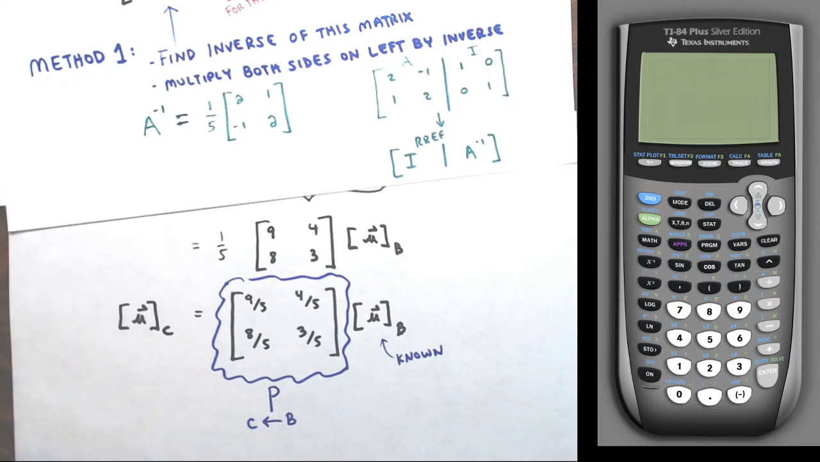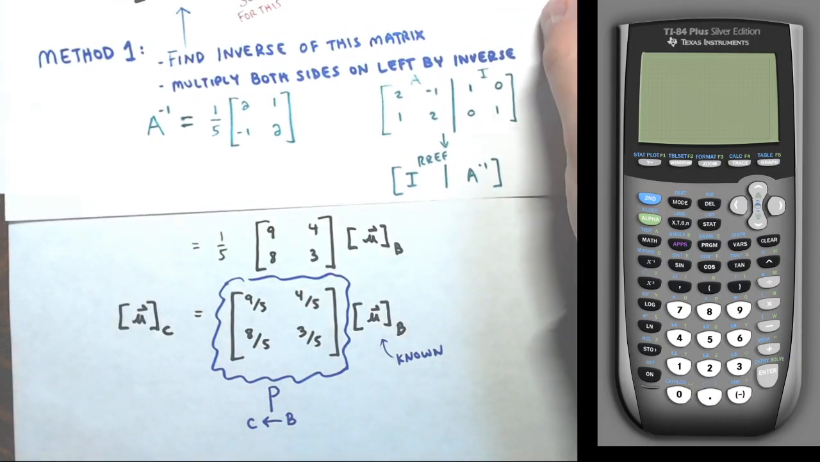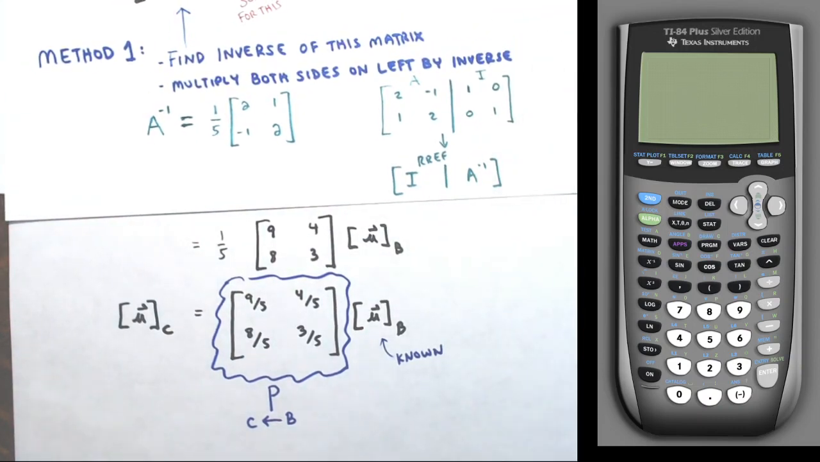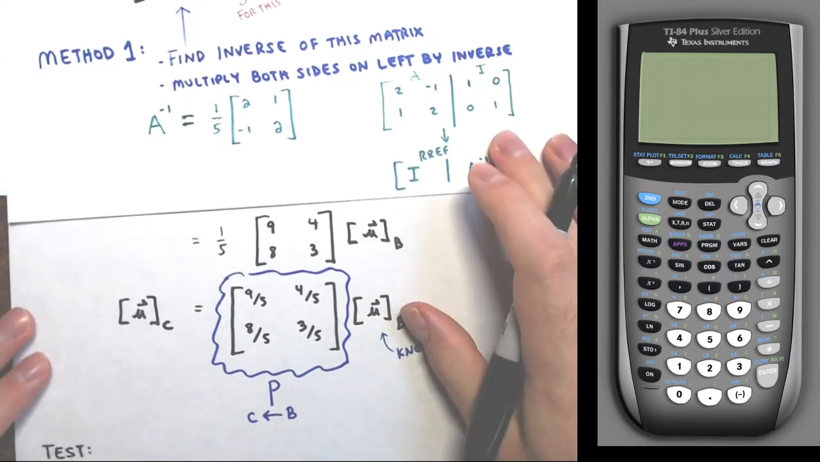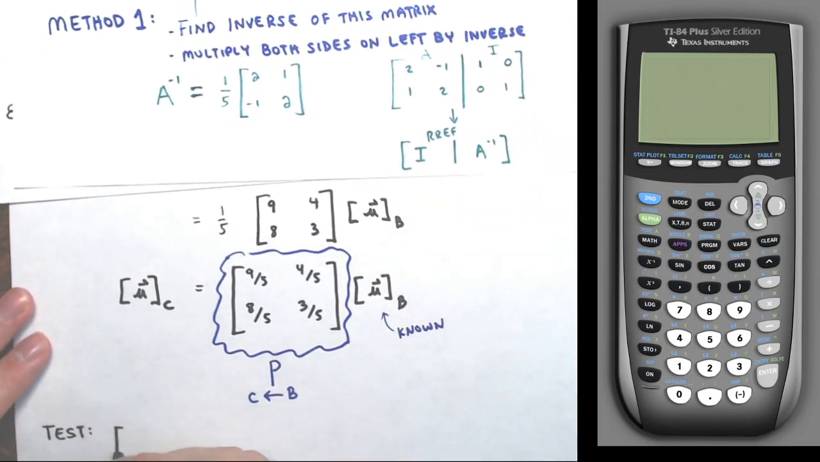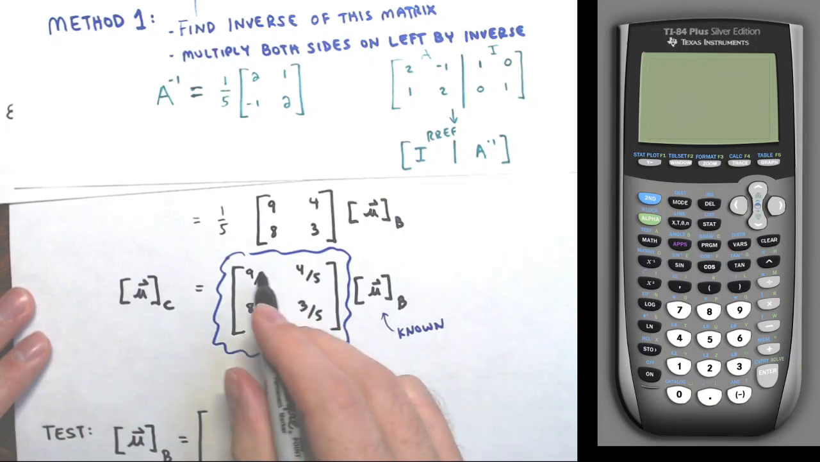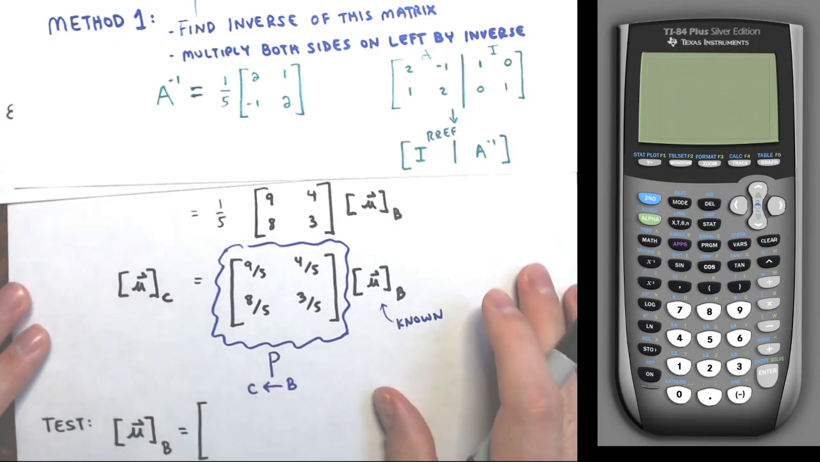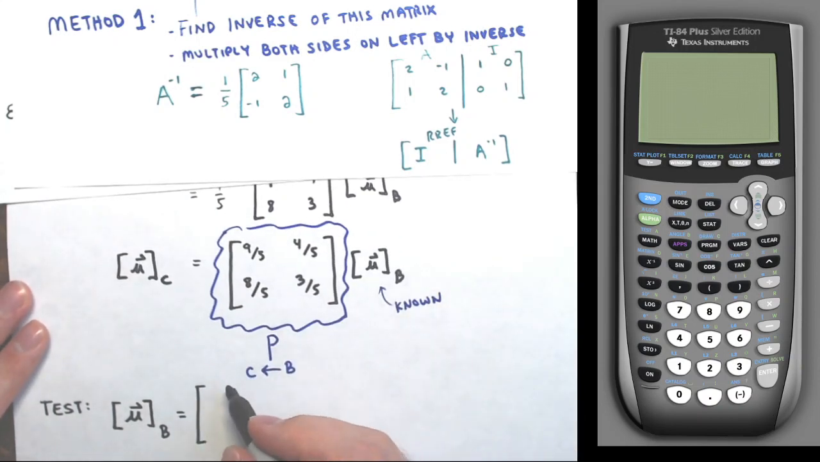Another method for finding this. So let's test it out, see if it would actually work. Let's say the coordinates of vector u with respect to basis B are, I'm just going to put in multiples of 5 here because of all these fifths, how about 5, negative 5?